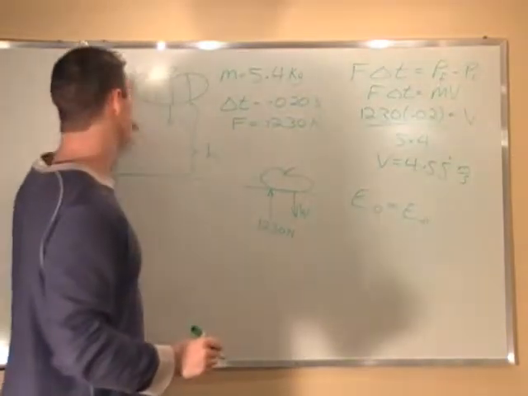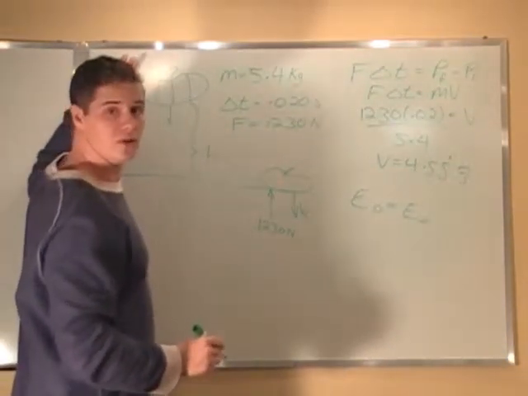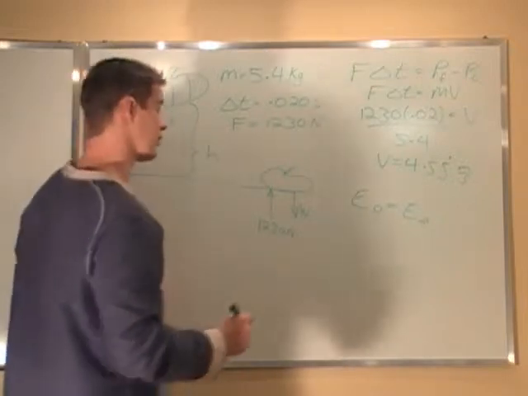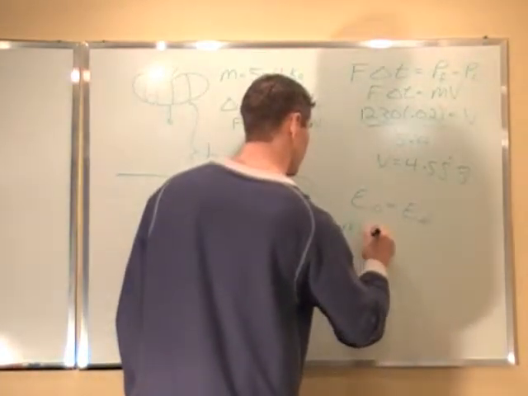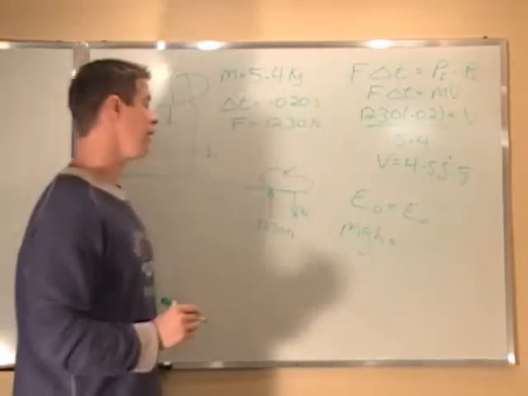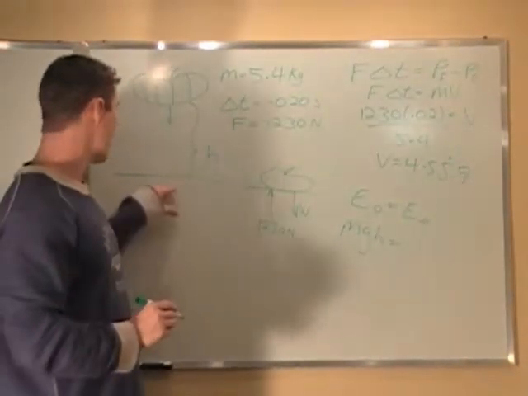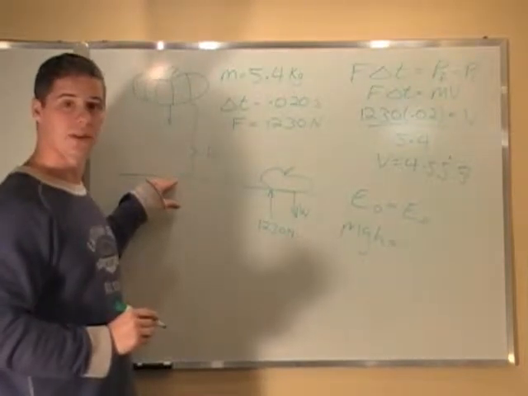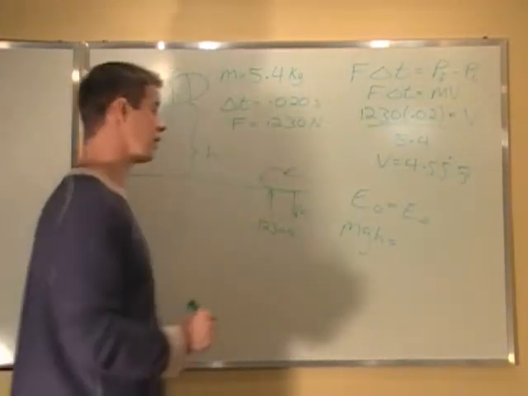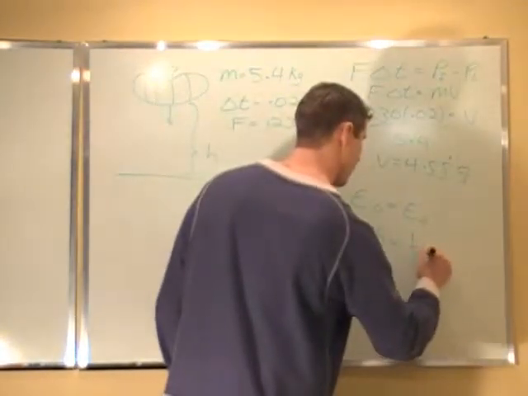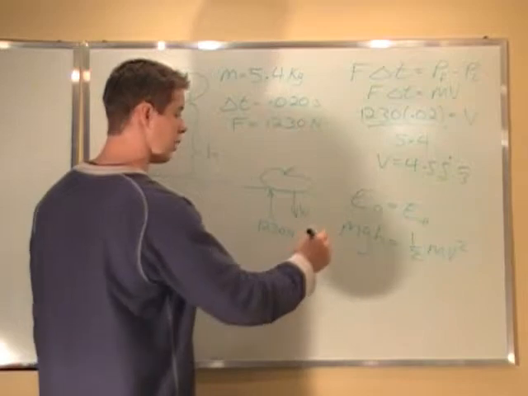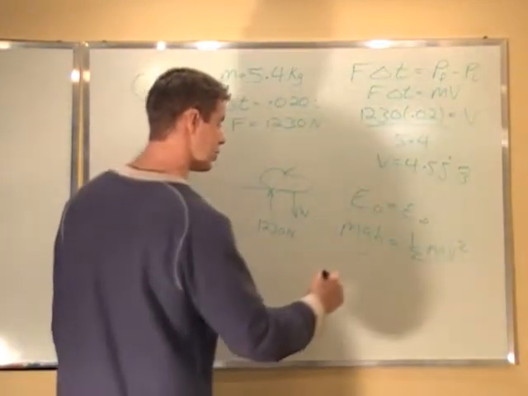So initially, the pumpkin's up here, it's not moving, it has no kinetic energy. V is 0, so all we have is gravitational potential energy of mgh. That's equal to our final energy, and at the ground we have 0 height, so we're going to call that 0 gravitational potential energy. It has all kinetic energy, 1/2 mv squared. So all we have to do is solve for h.